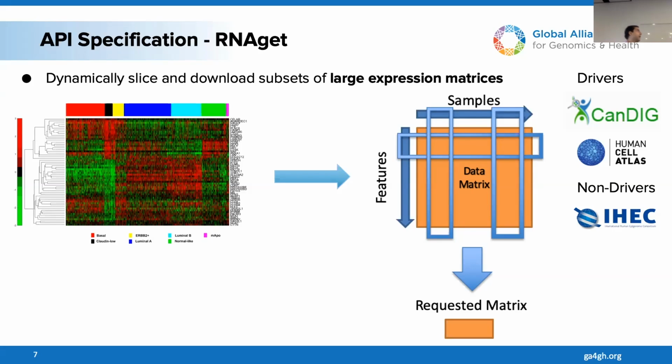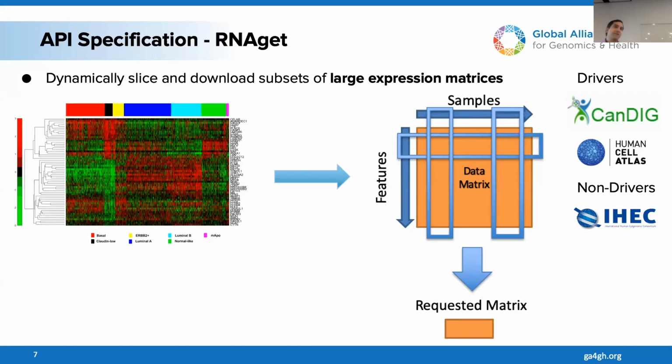So this API is essentially meant to allow researchers to dynamically slice and download subsets of large matrices according to their research interests. Some of these experiments are very vast, and these matrices are huge, potentially hundreds of thousands of columns by rows. So that might not be feasible for a researcher to download the whole thing in bulk. So the API allows you to specify, here I want these features, or here I want these samples. I'm only interested in a specific part of the experiment. So please don't give me everything. Please only give me what I want.